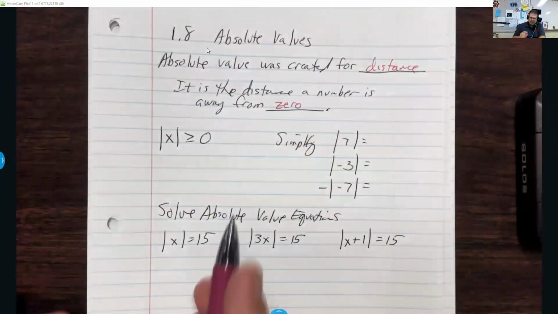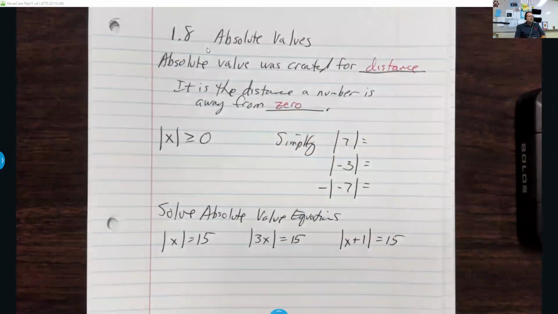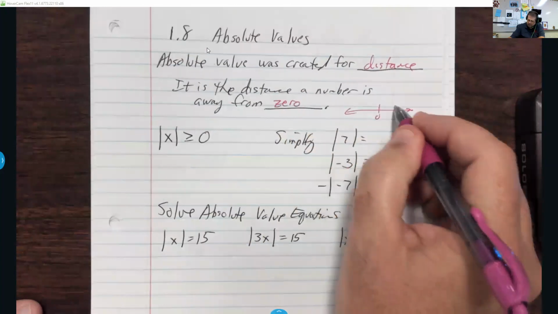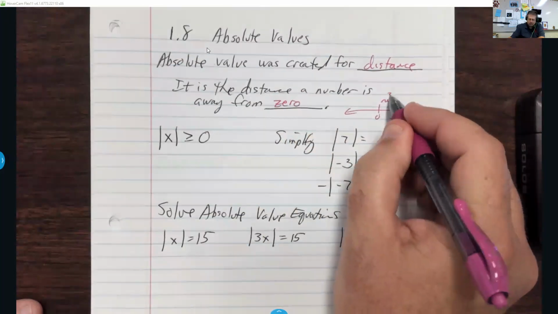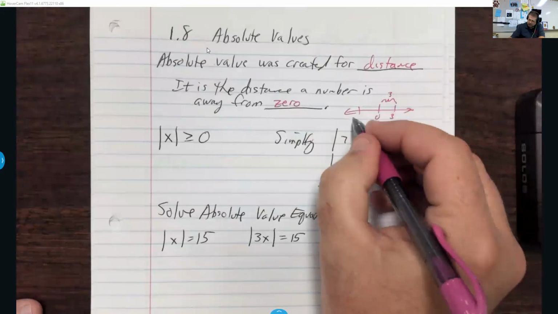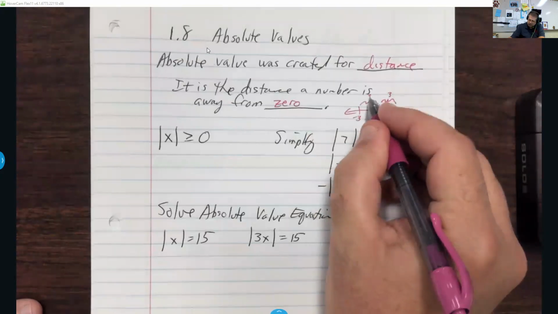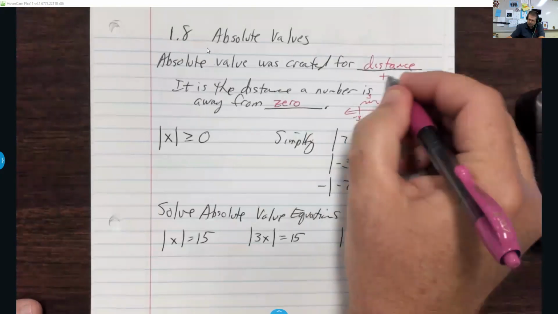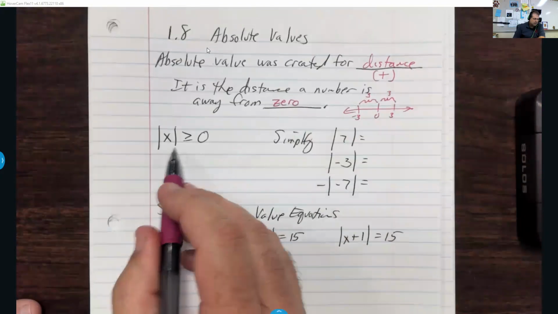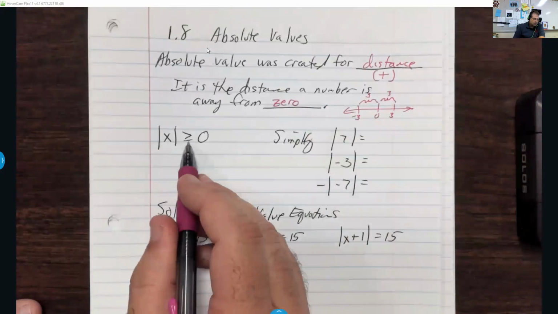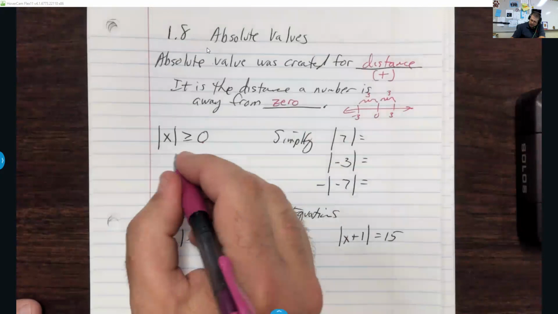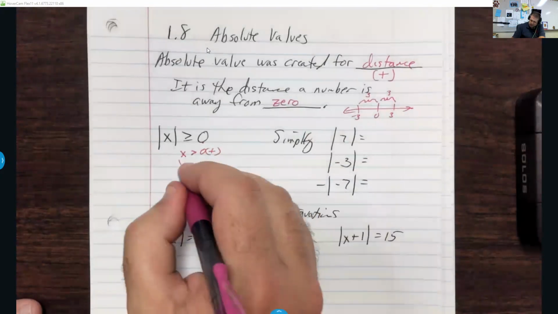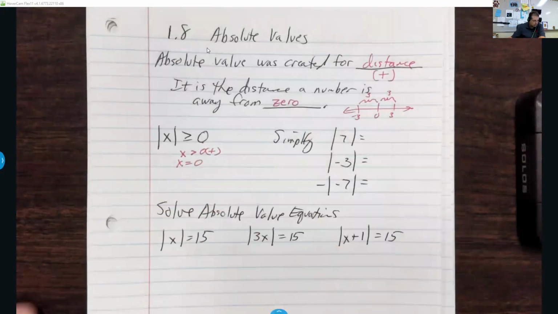So if you think about distance away from 0, if I have this number line and I say here's 3, that's a distance of 3, correct? But if I go to -3, that's still a distance of 3 because distance is always positive. Hence, the absolute value of x is always greater than or equal to 0, meaning x is greater than 0, which would be a positive value, or x is equal to 0, which is just 0.